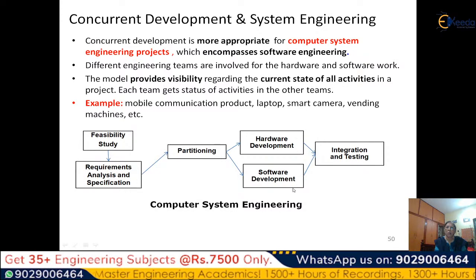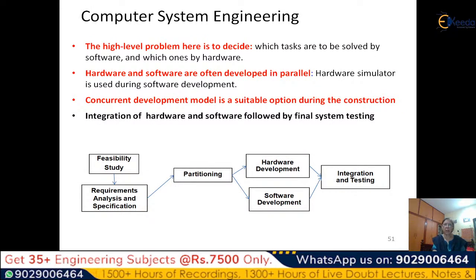Now you can understand what system engineering is. So these are the cases where you will go for concurrent project development. Otherwise, you don't have to. Most software engineering projects will not require it. The higher level problem here is to decide which tasks have to be solved by software, and which ones by hardware. Hardware and software often develop in parallel. Because of this, sometimes you need simulators, because when the software is ready, the hardware is not ready. So you need a hardware simulator.